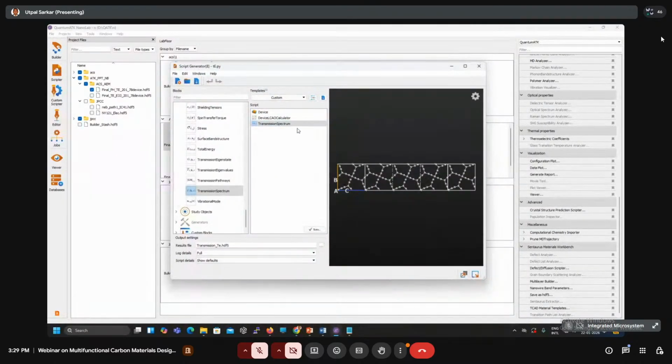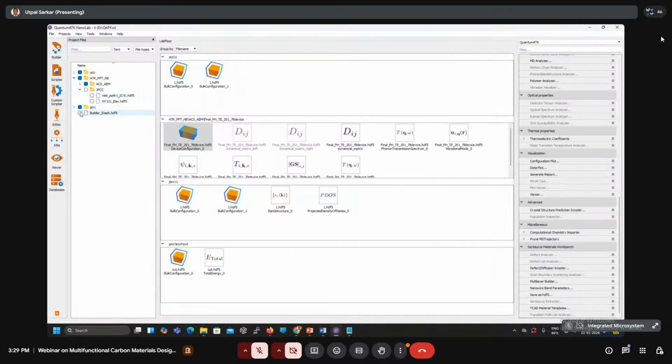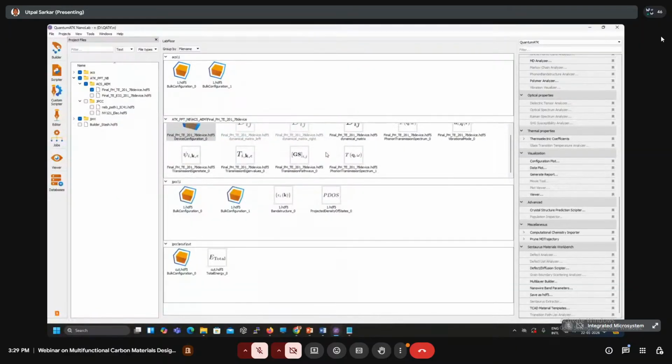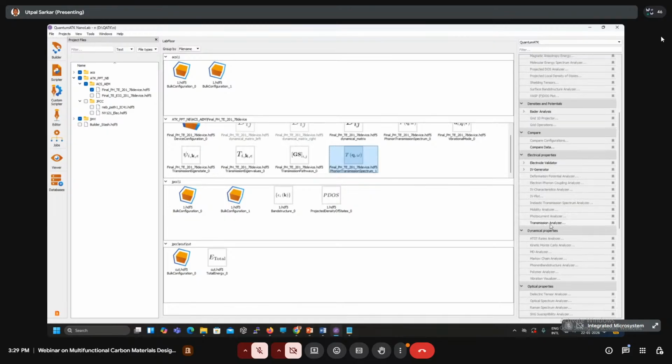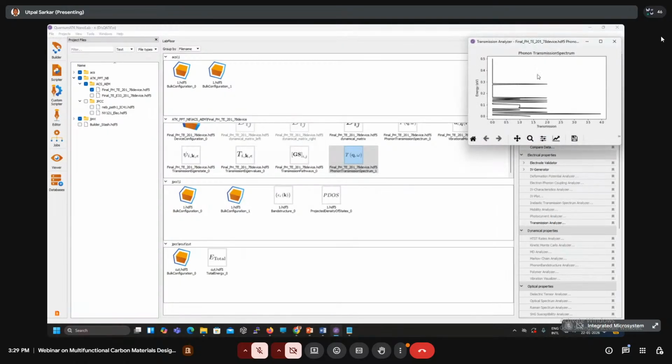So after simulating the transmission input, we will get the results like here. We will get the results like phonon transmission spectrum_1, which is the output of electronic transmissions. Then we will go to the transmission analyzer, which is right out of the VNL. Now we get the transmission spectrum graphs for electrons, and similarly we will calculate the transmission for phonons also.